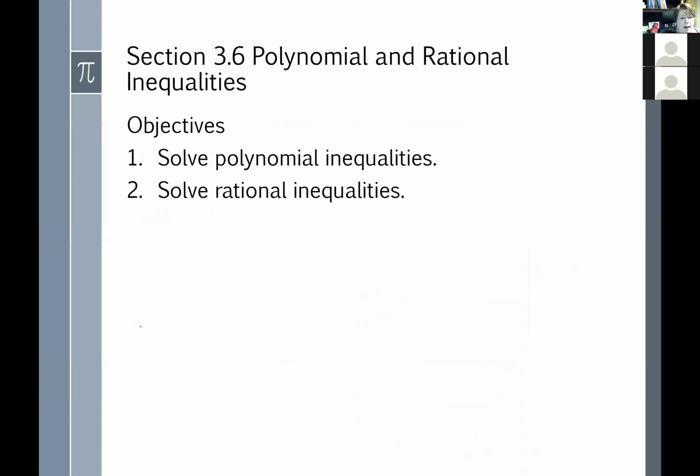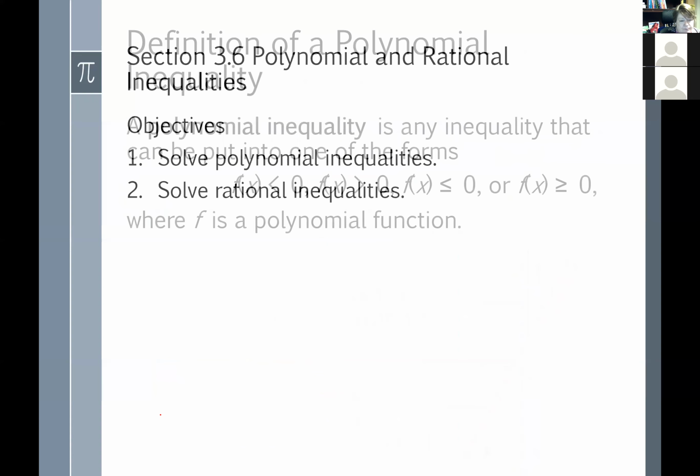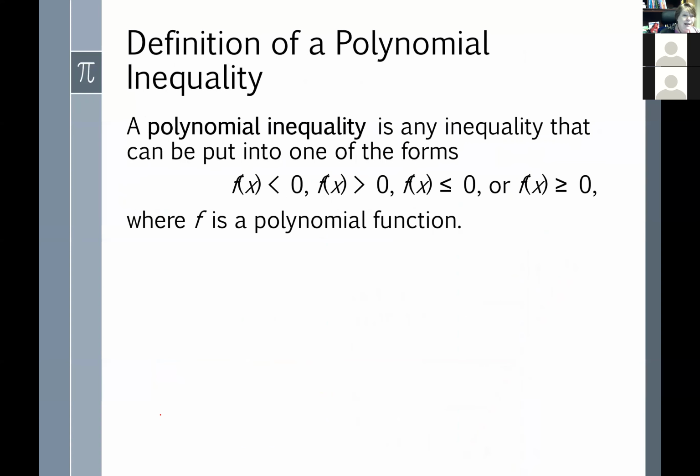Okay, polynomial and rational inequalities. You need to be able to do this for calculus. That's where we use this. So how do you determine the solution to a polynomial or a rational inequality? Well, you have to have it in the form of f of x is greater than 0, less than 0, greater than or equal to 0, or less than or equal to 0.